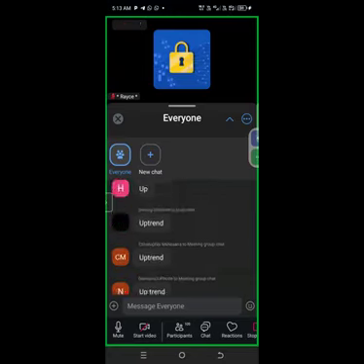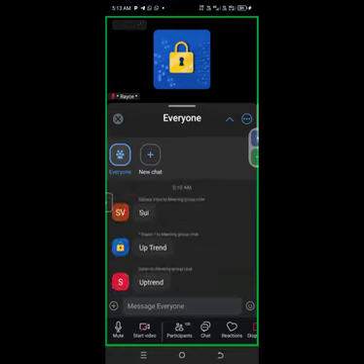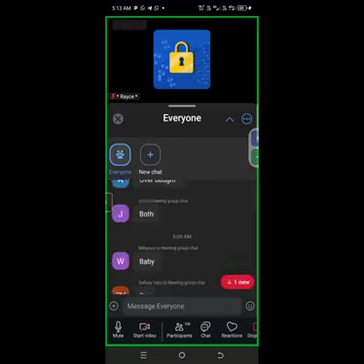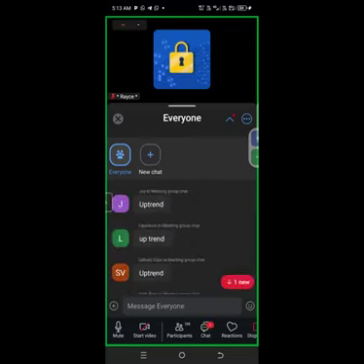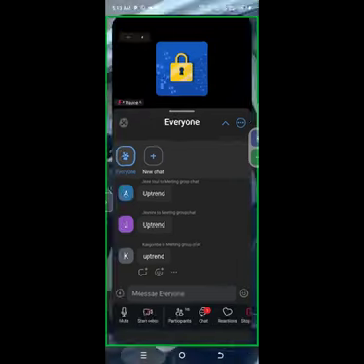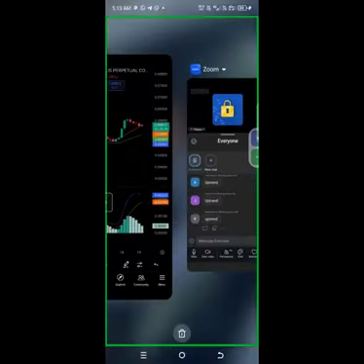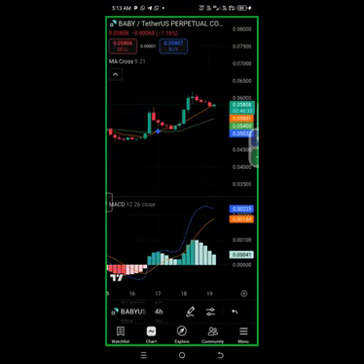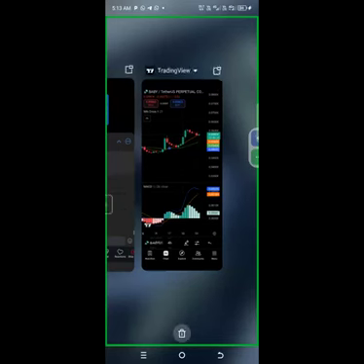Very good. Okay, uptrend, uptrend, uptrend. Yeah, that is awesome. So I guess we all agree that it is uptrend. Now, why is it uptrend? Let me know.